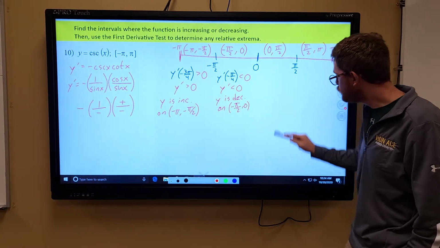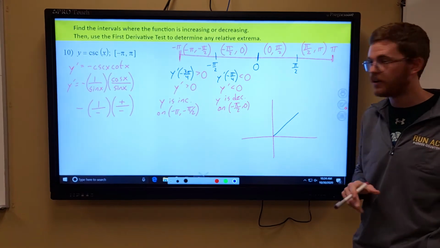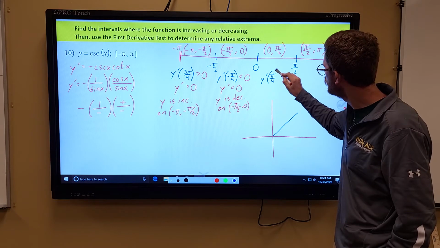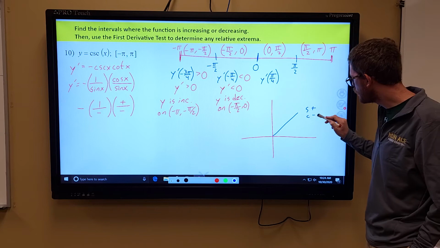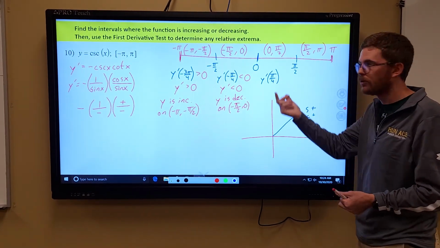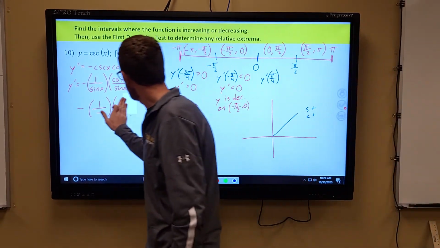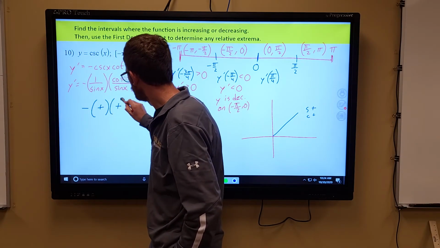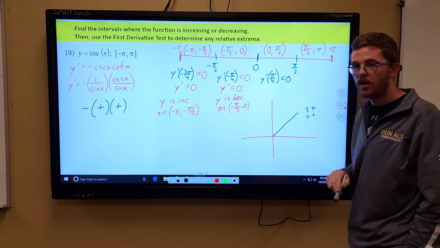0 to pi over 2. I'm going to think about positive pi over 4. It's in that first quadrant. Positive pi over 4 is when sine is positive, cosine is positive. They're both positive. Really, we don't even have to think about pi over 4. It's just anything in this quadrant. If they're both positive, we have a negative times a positive times a positive, which is telling me that my first derivative is negative on this interval.